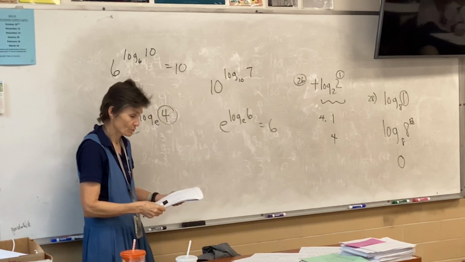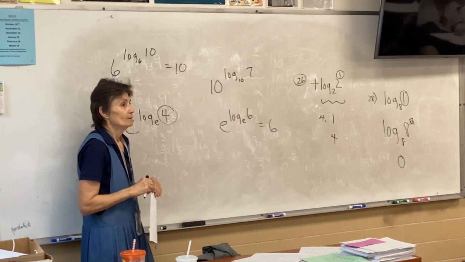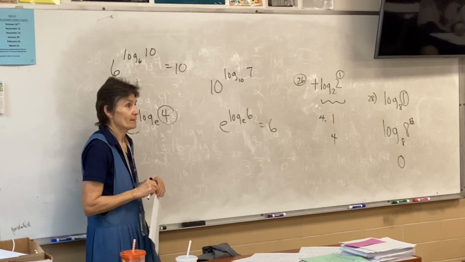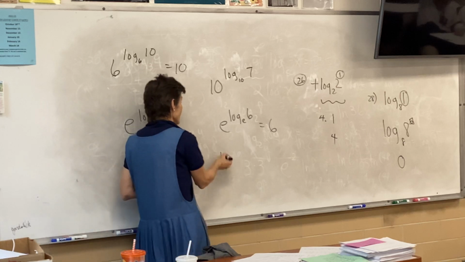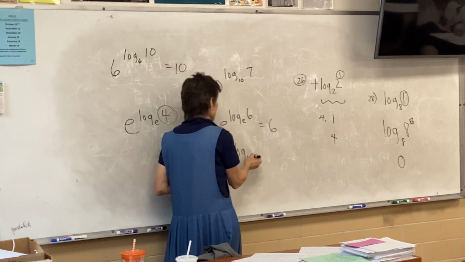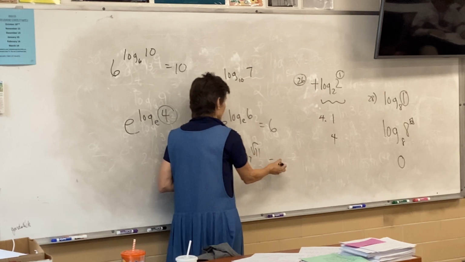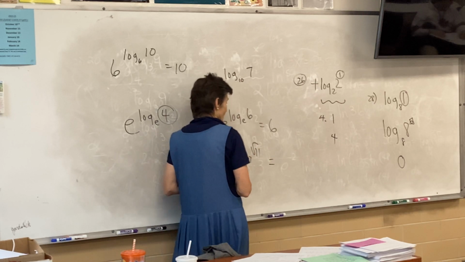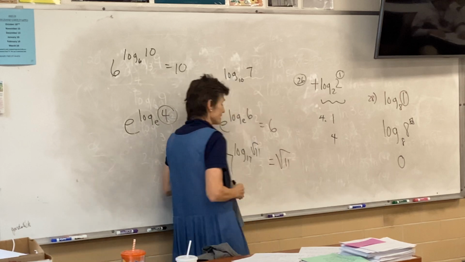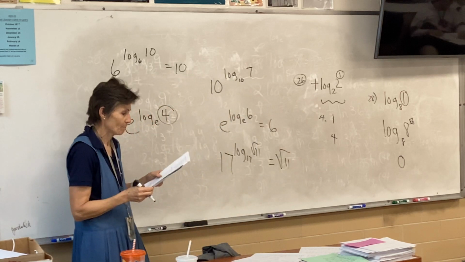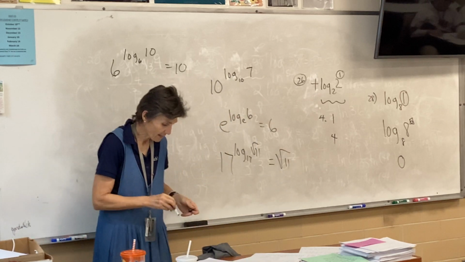Wow, those are so simple. Right, we're gonna remember that property, right? So on test day, when you have the log base 17 of the square root of 11, you're gonna say the answer is square root of 11. That's exactly right, it's whatever is up there. All right, we're gonna type into our calculators now.